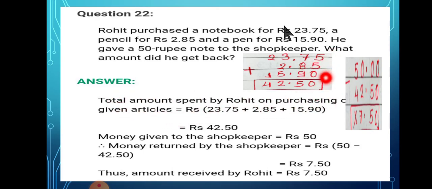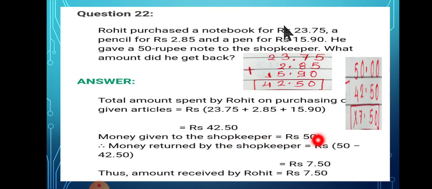So 5 plus 5 is 10, we write 0 and 1 carry, then we add 7 plus 8 plus 9 is 24 plus 1 carry, 25. Below the decimal, 3 plus 2 is 5, 5 plus 5 is 10, write 0 and carry 1, 2 plus 3 plus 1 is 4. So the total items amount is 42 rupees 50 paise. And the money given to the shopkeeper is 50 rupees.